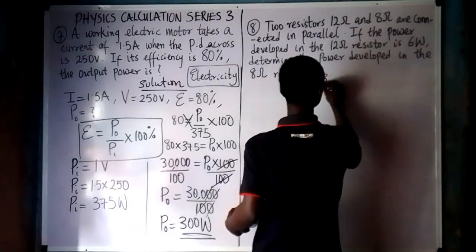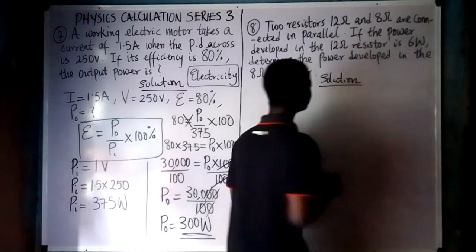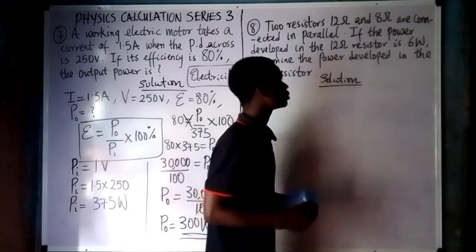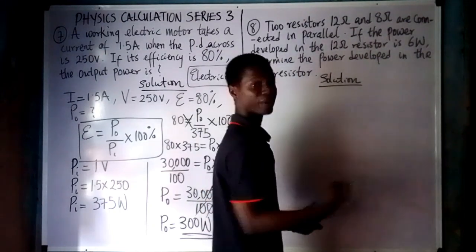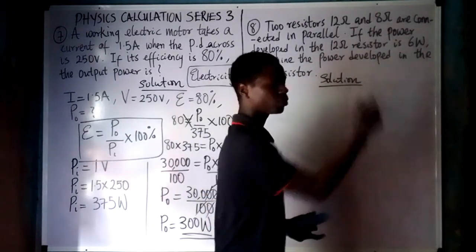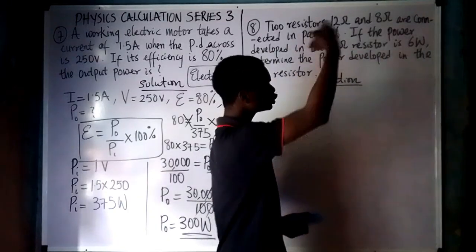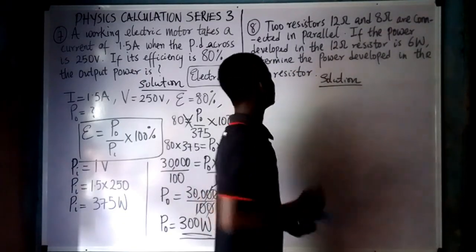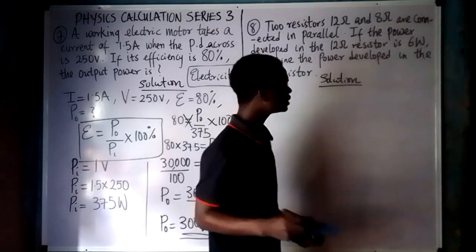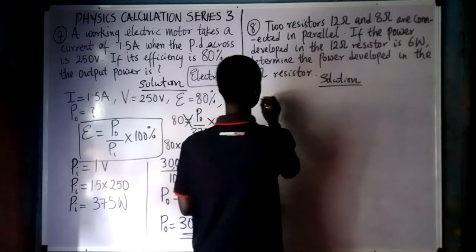Solution. Now we read and we solve. He said, two resistors, 12 ohms and 8 ohms, are connected in parallel, okay? One above, the other below. Now, if the power developed in the 12 ohm resistor is 6 watts, determine the power developed in the 8 ohm resistor. So this is basically the connection we are talking about here.